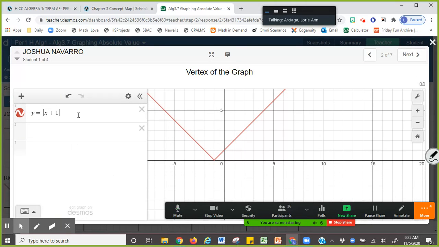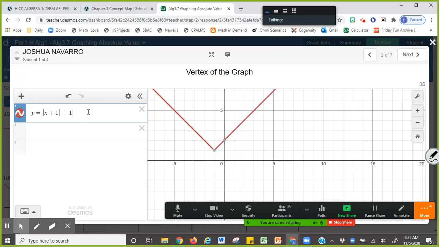Now, go outside the absolute value expression. See, my cursor is outside. You see it's blinking outside the bar? Now, you're going to add 1. Can you tell me what happened now to the graph? So after moving left 1, where did it go? Up 1. Very good, Giselle. Up 1. Very good, Dwight.